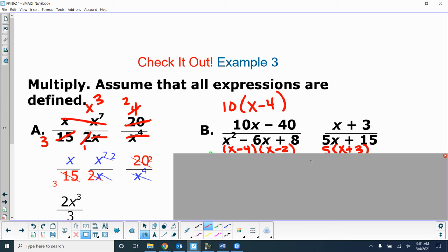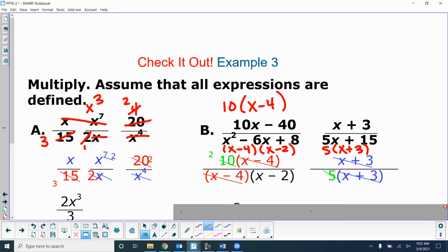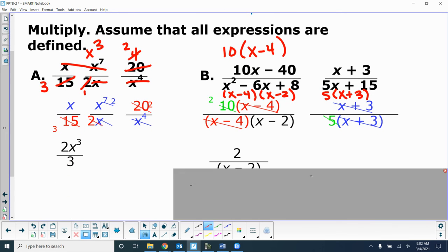How about the 10 and the 5? Right, we could, right? 10 and the 5 also. So the 5 becomes a 1, the 10 became a 2, right? So the top is what? 2, and the bottom is x minus 2.